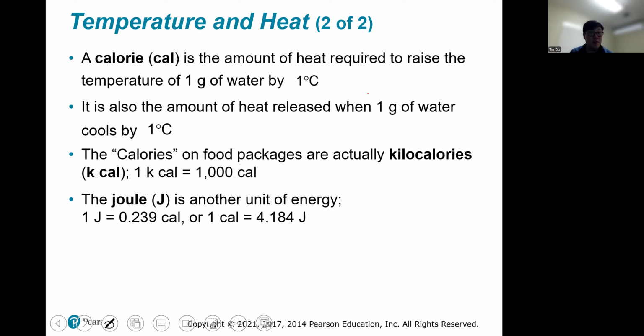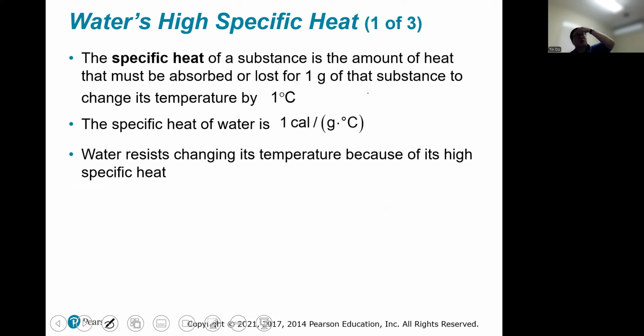So 4.184 joules, we can replace that with calories. And everything else should be the same, grams per degree Celsius, right? That's it. So specific heat of water for biology is not 4.184 joules per gram per degree Celsius. That's for chemistry. For biology, it is 1 calorie. We want to make it easy for you guys, so we're going to say it's 1 calorie. That is your specific heat of water. 1 calorie per gram degree Celsius.